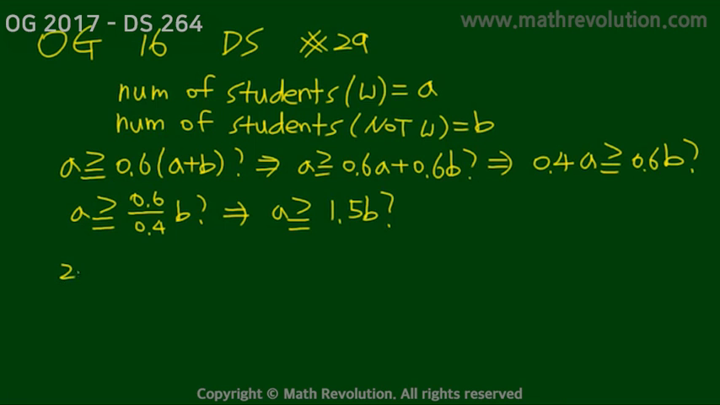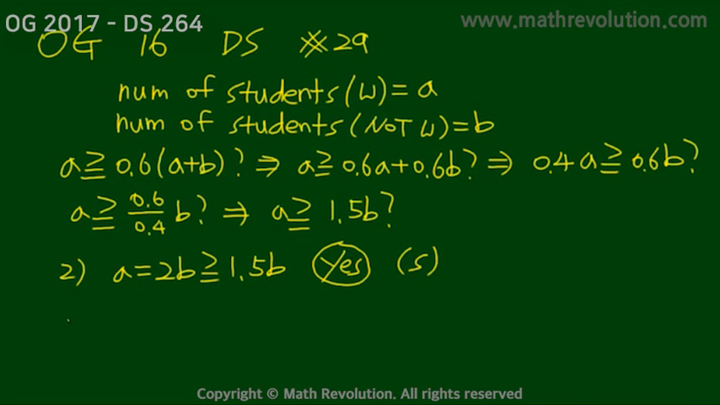So, looking at condition 2, we can see that A equals 2B. So 2B is definitely greater or equal to 1.5B. The answer is yes, and the condition becomes sufficient. However, looking at condition 1, the numbers of female students and male students are out of scope. So the condition becomes not sufficient, and the correct answer choice becomes B.